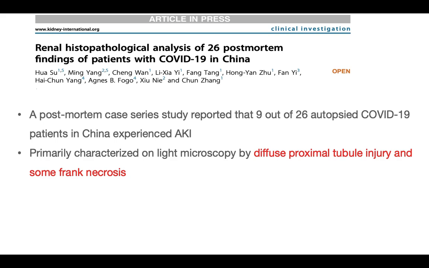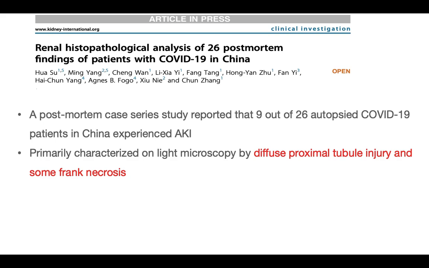But interestingly, the initial data which we got from China, that is Wuhan city, post-mortem, they have seen in a case series that 9 out of 26 autopsied COVID-19 patients in China experienced acute kidney injury.